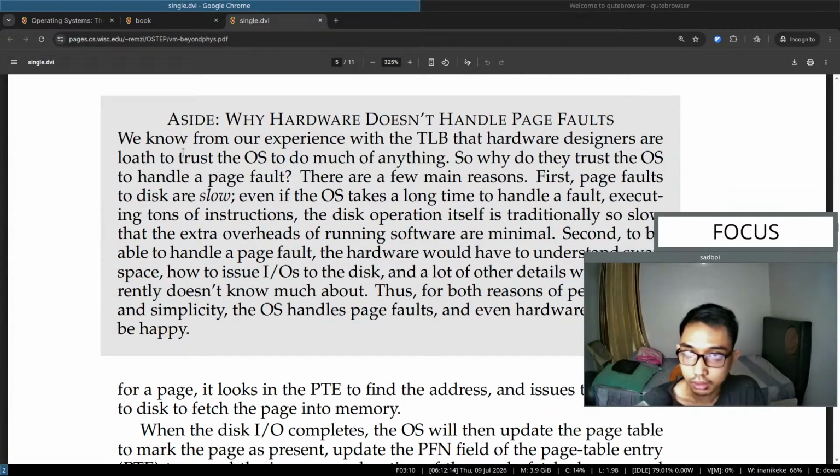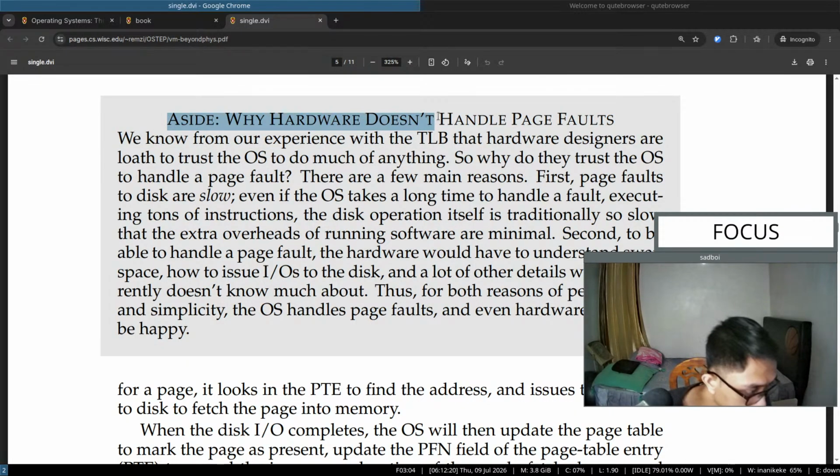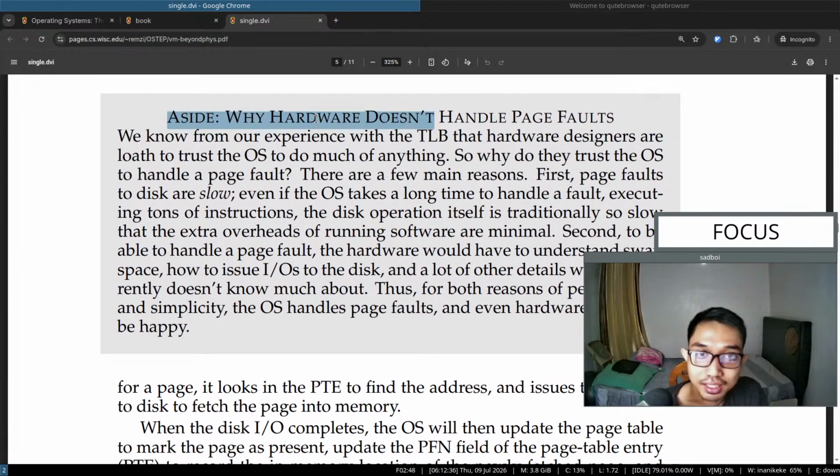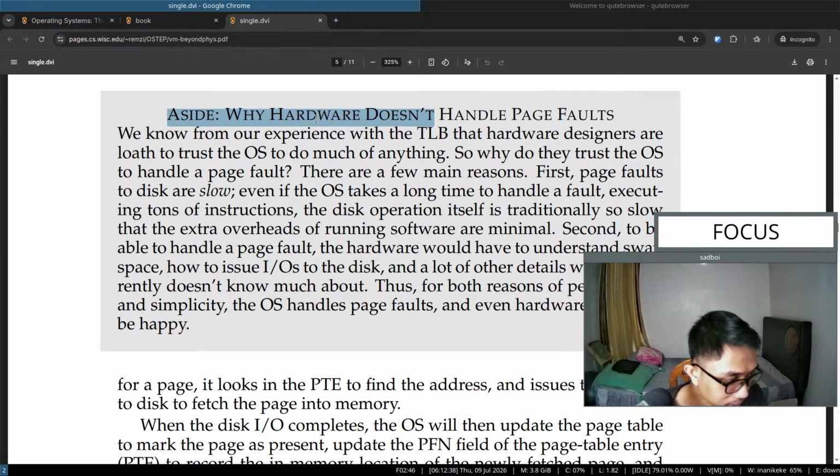Aside, why hardware doesn't handle page fault? Hello, I wanna sleep right now. Yeah, I have operating systems in my upcoming semester. Oh, nice. Well, it is an interesting topic, I guess.